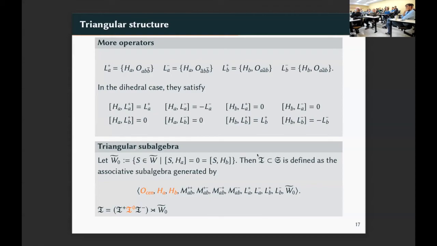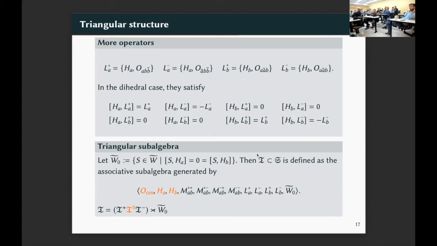W tilde 0, what is it? It's the reflection in W tilde that commutes with HA. So typically, there's a reflection of the form sigma 1, sigma 2 tilde, and tau 1, tau 2 tilde. And then our triangular subalgebra has, as by the name, a triangular structure with the T0 being generated from the weights O central, HA, HB, smash product with the reflection group.